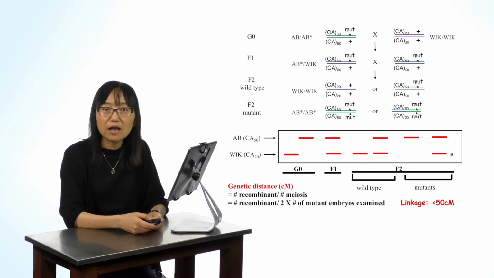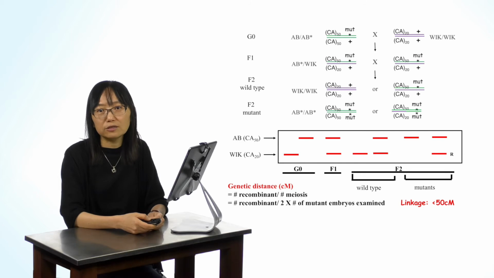The calculation is the same as what you learned before. The genetic distance equals the number of recombination events over the number of meiosis examined. For a diploid individual, each embryo represents two meiosis events, one during father's gamete formation and the other during mother's gamete formation. Therefore, the genetic distance will be the number of recombination events over 2 times the number of F2 mutant embryos examined.